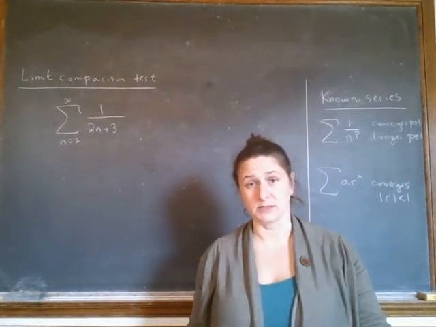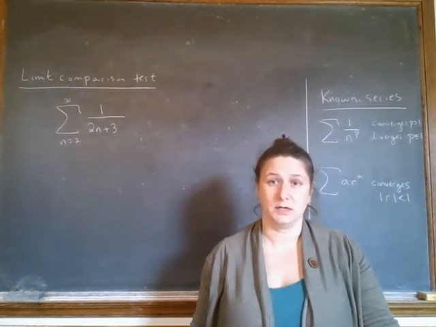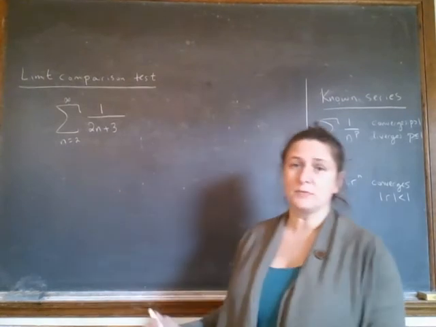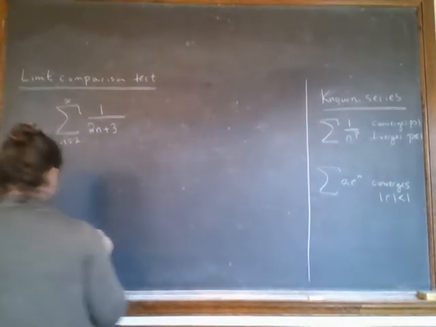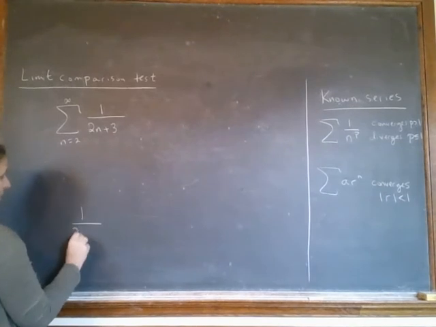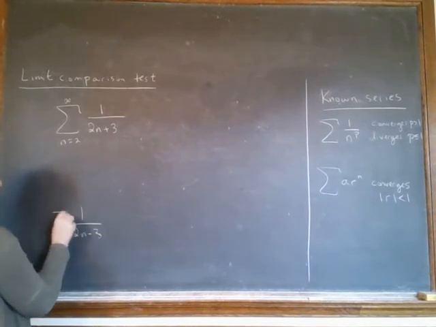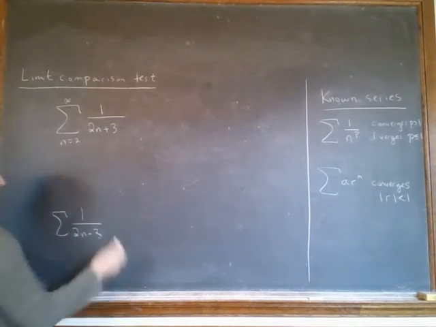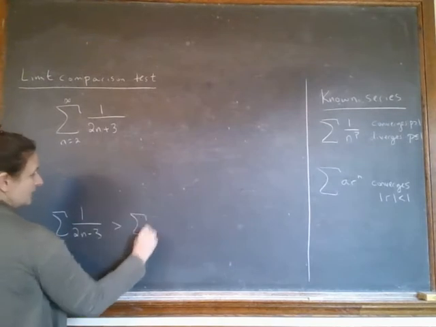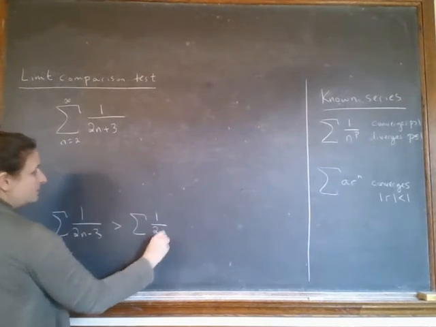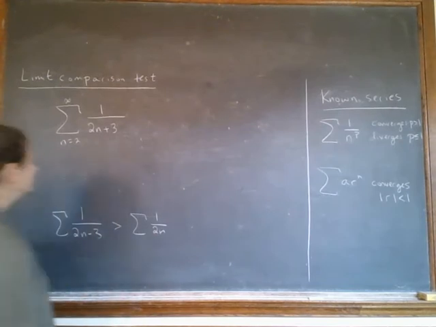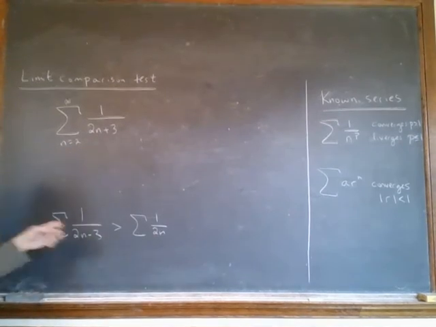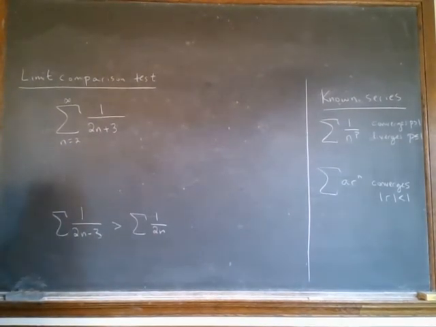The limit comparison test. Here's the idea. If you remember for the direct comparison test, my very first example was 1 over 2n minus 3. We showed that that was greater than 1 over 2n. This diverged, so the bigger guy had to diverge. Now, here's another one, looks very similar, only the sign is different.